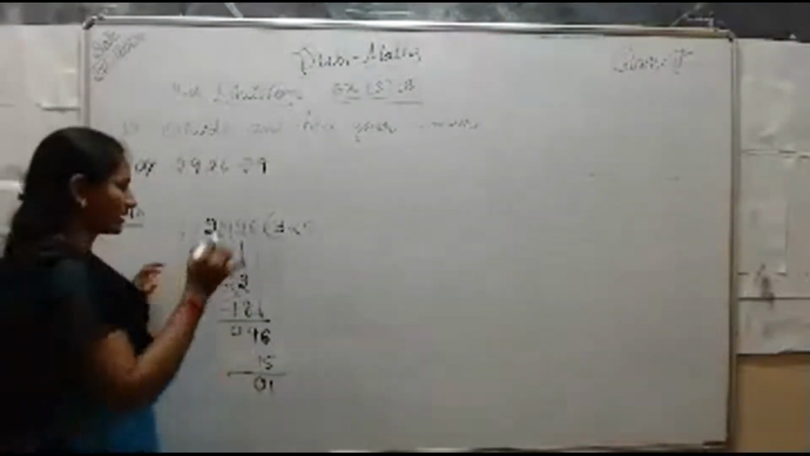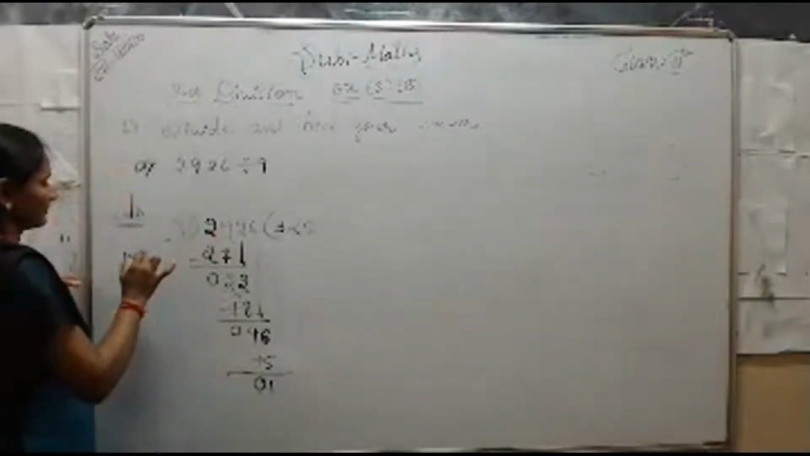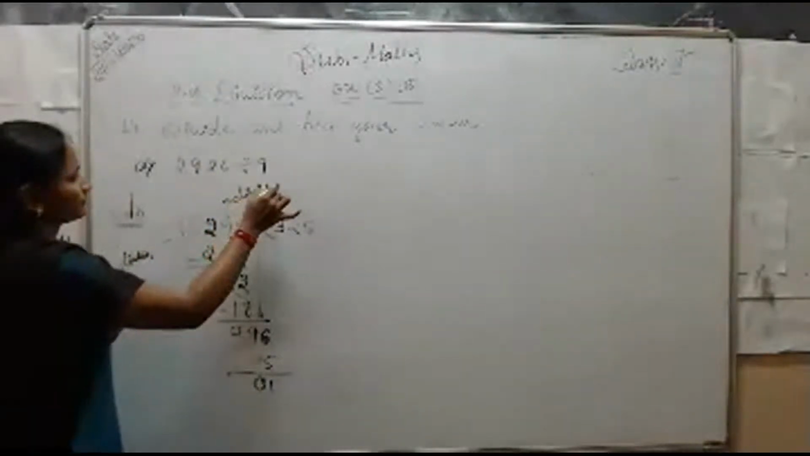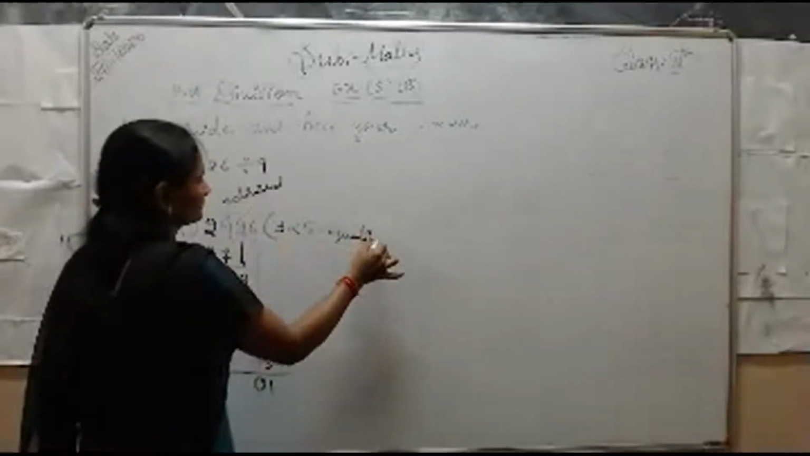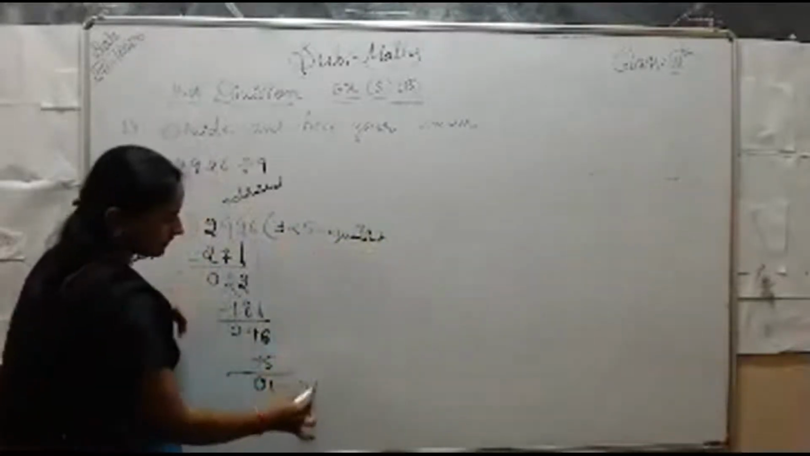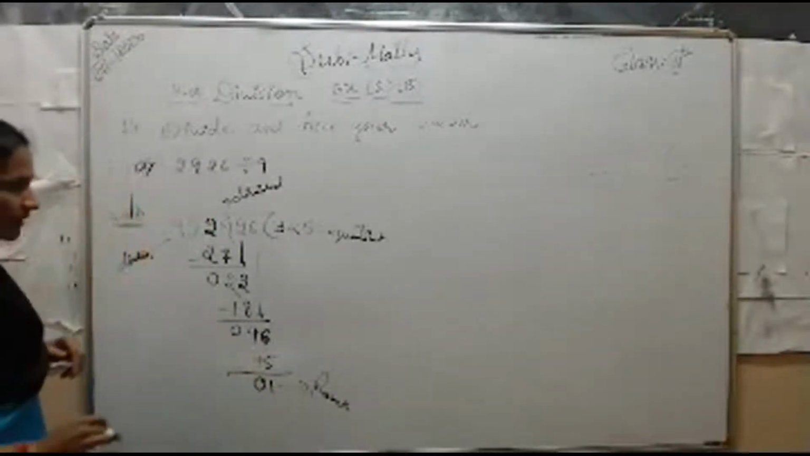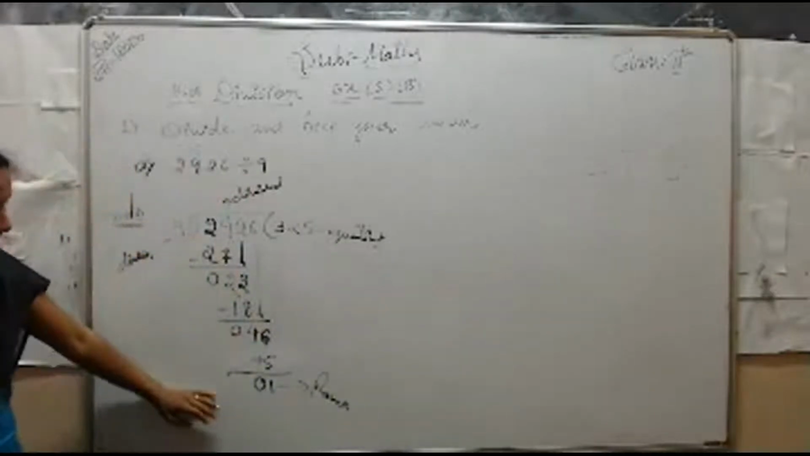Students can observe. This is the divisor, and this is the dividend. This is the quotient, and this is the remainder. Students, can you observe here? What is the value of the quotient? The quotient value is 325. So the remainder is 1.